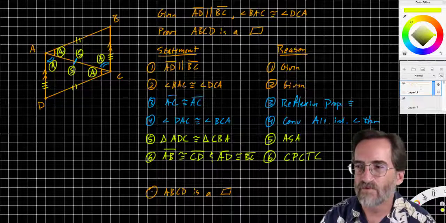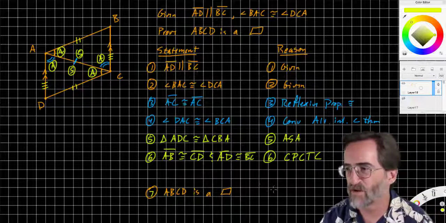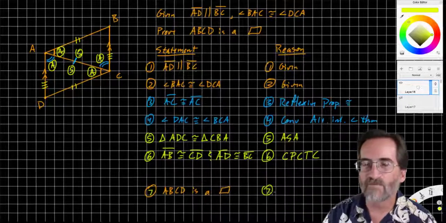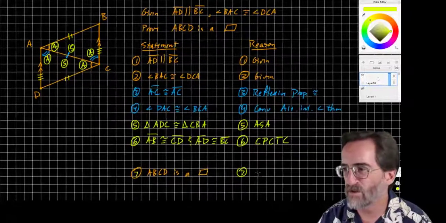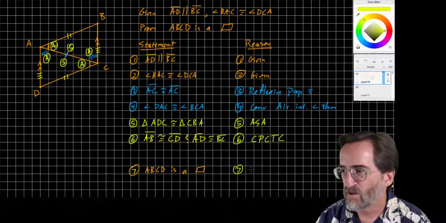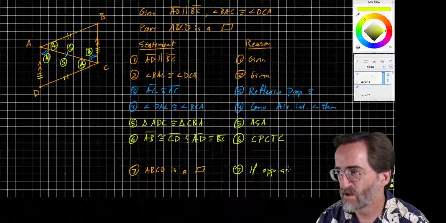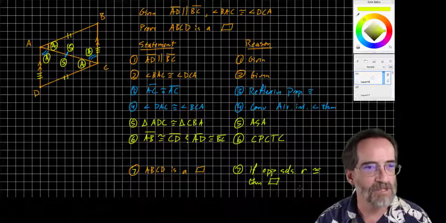And now I'm ready for step 7. How do I know now that the shape is a parallelogram? By the rule that says if a quadrilateral has opposite sides congruent, then it's a parallelogram. So if opposite sides are congruent, then it's a parallelogram. Okay, there we go. So that's an example of a proof that you might do in this unit.